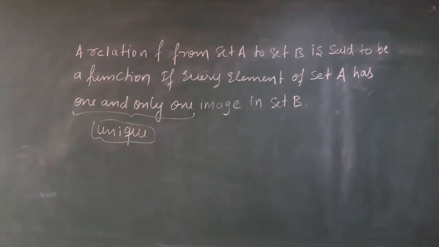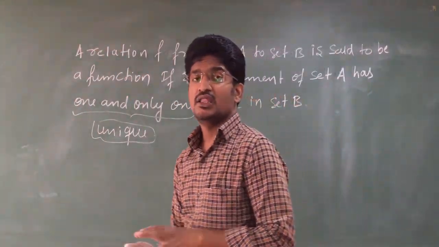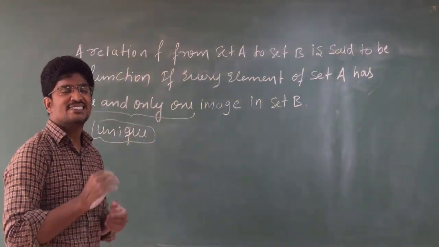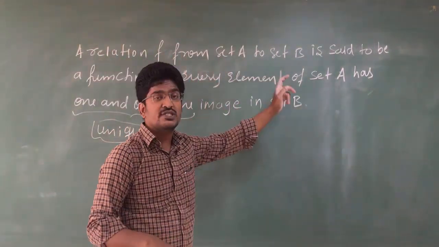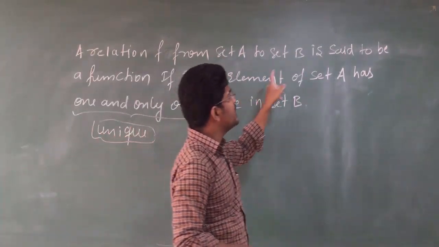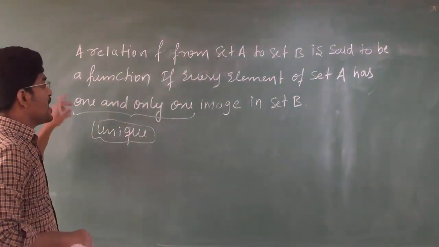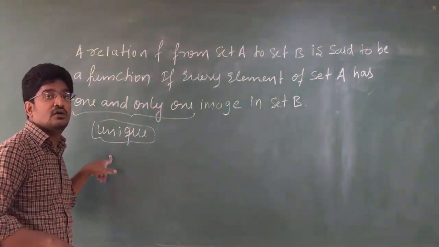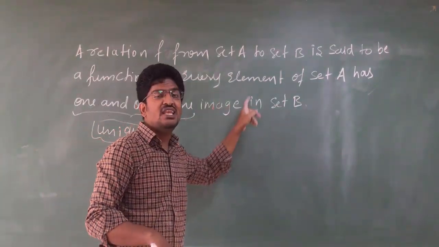Clear? Okay students, now pause the video and try to take a note of this. That is the definition of function. Clear? So here see what they are telling. As I explained previously, a relation f from set A to set B is said to be a function if every element of set A has one and only one, that means unique, image in set B.